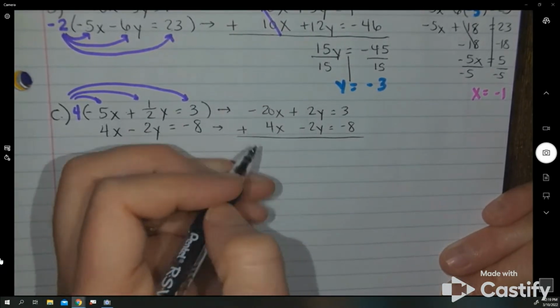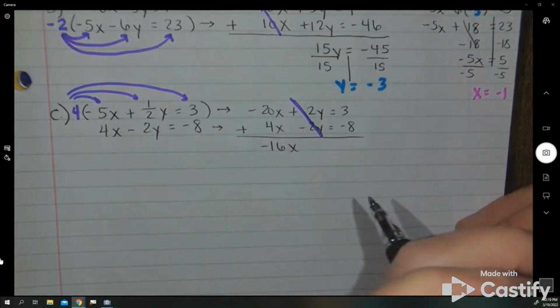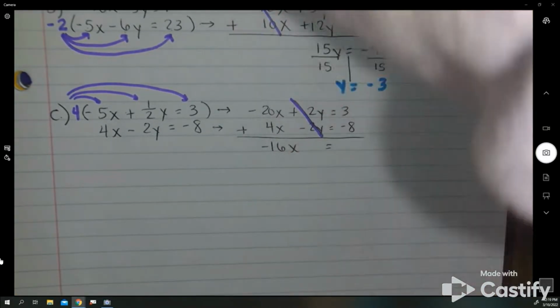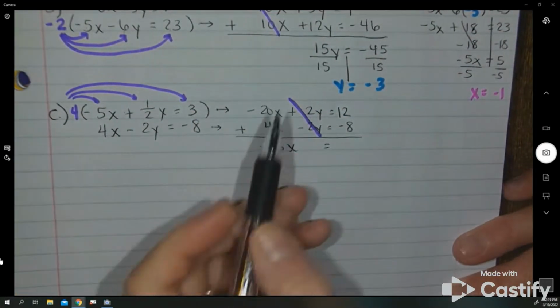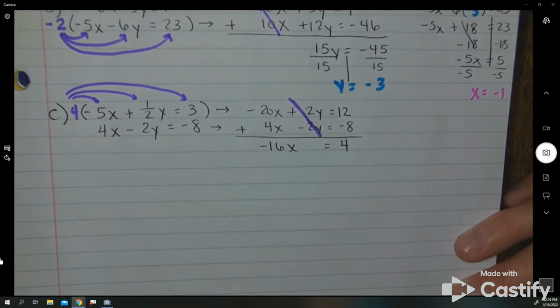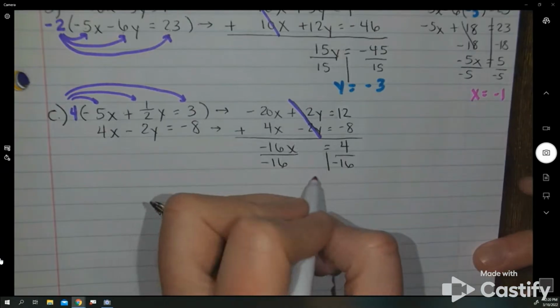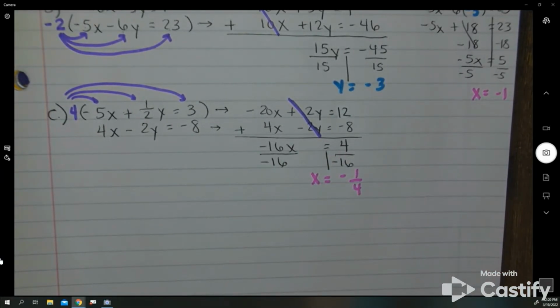We're going to add these together. Negative 20x plus 4x is negative 16x. My y's canceled out. Equals 3 minus 8. Whoops, I forgot to multiply right there. There we go. So 4 times 3 would give us 12. 12 plus negative 8 gives us positive 4. And our last step here, divide by negative 16. And we get that x equals, simplifying whenever possible, negative 1/4.